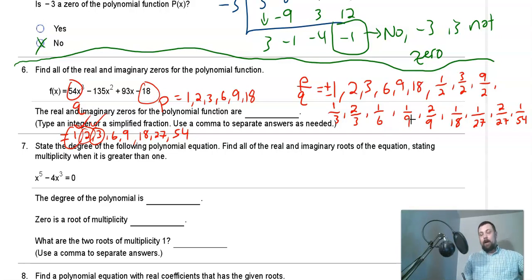And those we can't even find by synthetic division anyway. So these are the only zeros that we will be able to find via synthetic division. And if it's not on this list, it can't possibly work. So I'm going to start checking these.